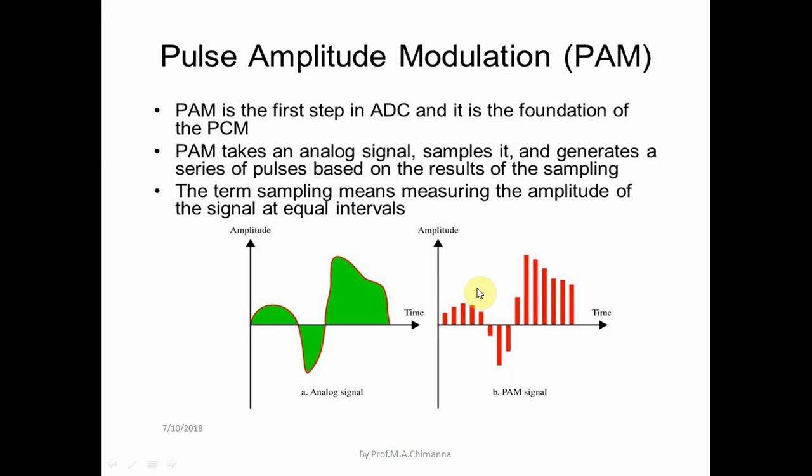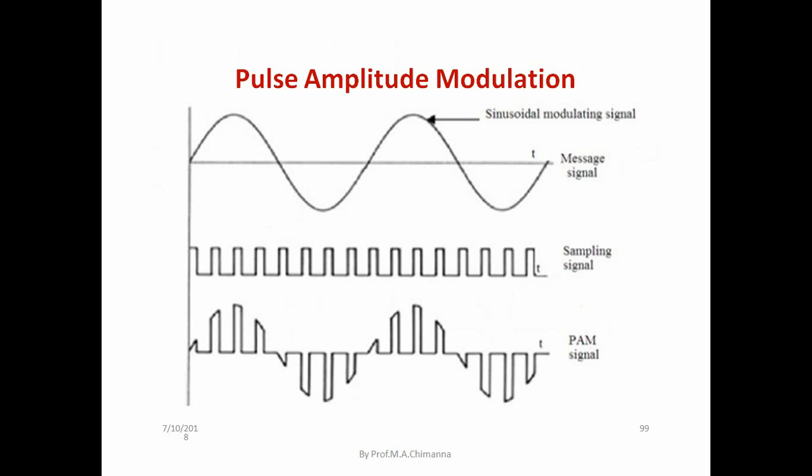Then a series of pulses is generated based upon the results of the sampling, and the term sampling means measuring the amplitude of the signal at equal intervals. This is a very important step. Here is the pulse amplitude modulation, and here is the sinusoidal modulating signal. In the case of the sinusoidal modulating signal, here is the information bearing signal, or you can call it the message signal, and that message signal is sampled.